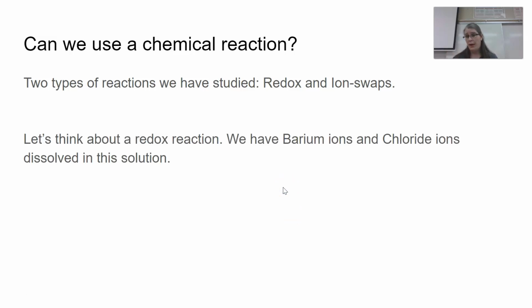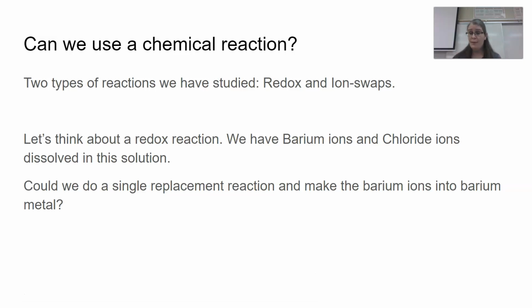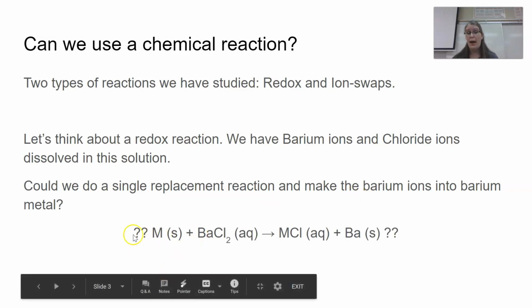So let's think about using a redox reaction first. In a solution of barium chloride, I have barium 2+ ions and 2 chloride 1- ions floating around dissolved in the solution. So maybe I could use a single replacement reaction. Remember, in a single replacement reaction, an active metal replaces an ion that's in solution. So maybe if I could find a metal that was more active than the barium, it could kick out the barium, make barium metal, and I would have a solution of something else.